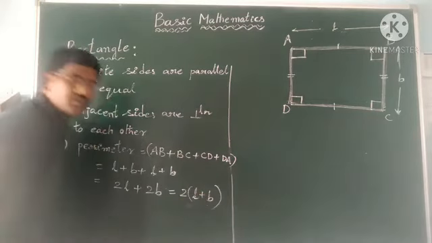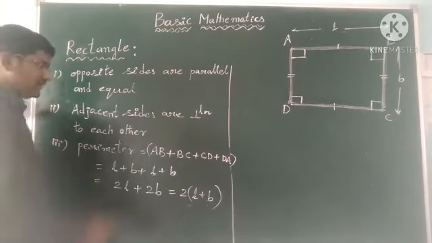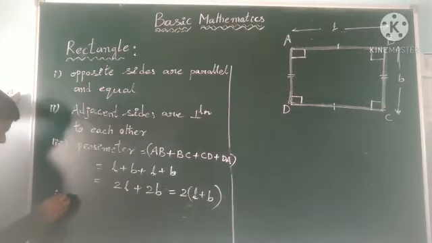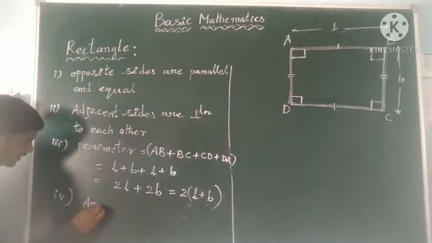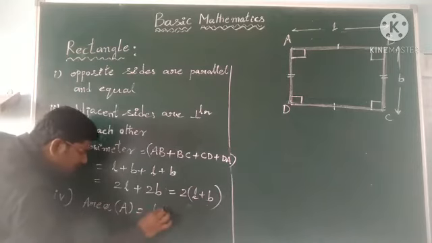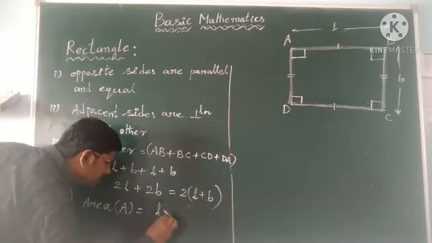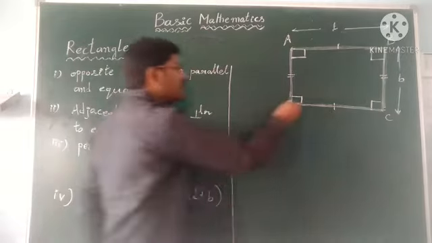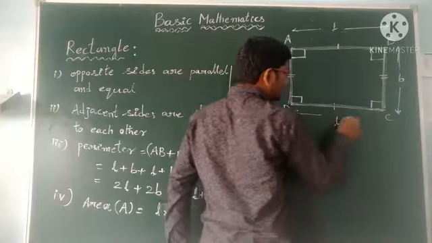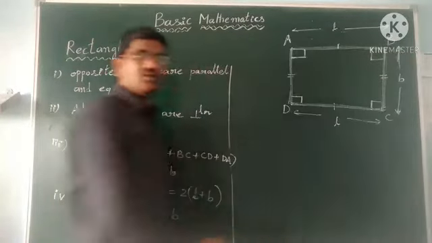So we have written the perimeter of the rectangle. Next, the area of the rectangle. Area A is simply length into breadth, so we will write it as L into B. The area of the rectangle is equal to its length L into its breadth. So that's the formula, L into B.